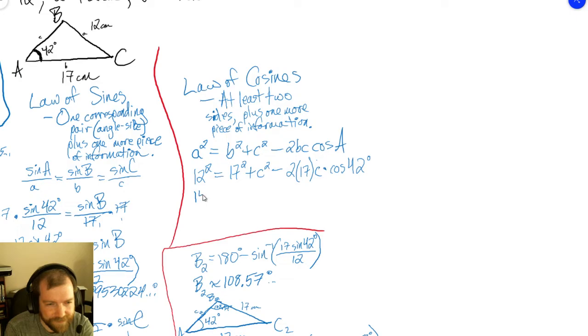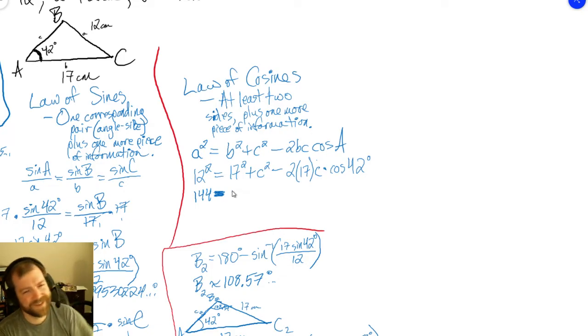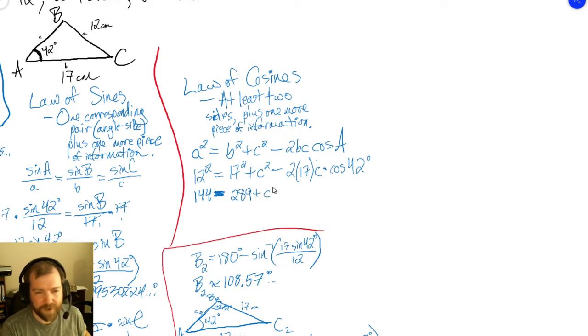So, we have here 12 squared is 144, 17 squared is, nuts. Let's see, 225, 289, plus c squared minus 34 cosine of 42 degrees times c.